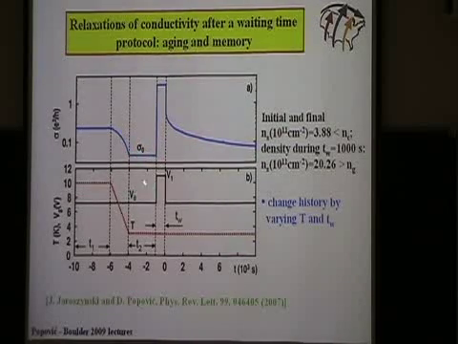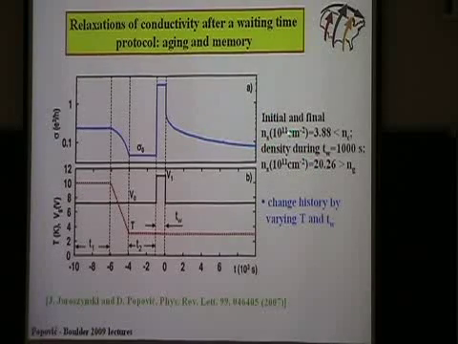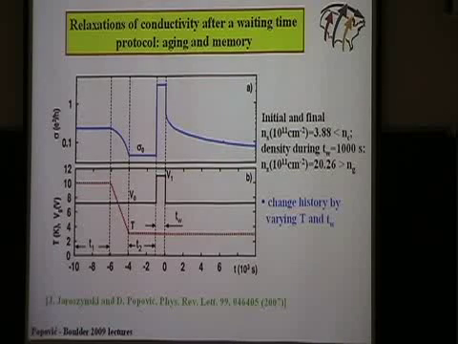So we know that this is equilibrium, we already measured this in the beginning. And in this case, we can change the history, we can change the waiting time, and we can change the temperature, and we can now study systematically whether relaxations depend on history. So this is again one example, where the initial and final densities are the same. In this case, this is in the insulating regime. And the waiting time was 1,000 seconds. The density during this time is slightly above Ng, but it is still a very poor metal. Even at this temperature, we see some kind of small relaxations.